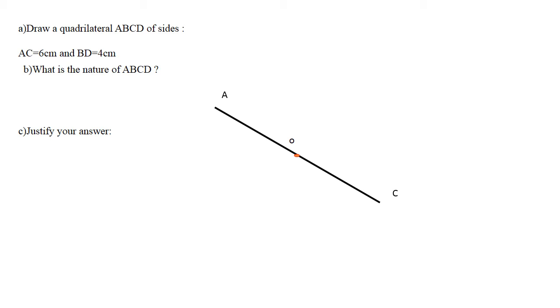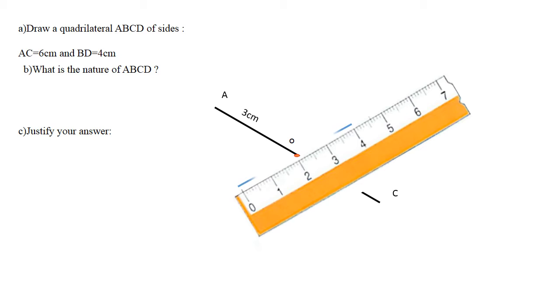Then I trace the line BD, I take the measure equal 4 cm. I start from 0 to draw it. O is the midpoint of line BD. BO equals 2 cm and OD equals 2 cm. So here O is the intersection point of the line BD and AC. Now look to AC and BD. What do we name it? We name it diagonals. Why? Because the vertices are unconsecutive.